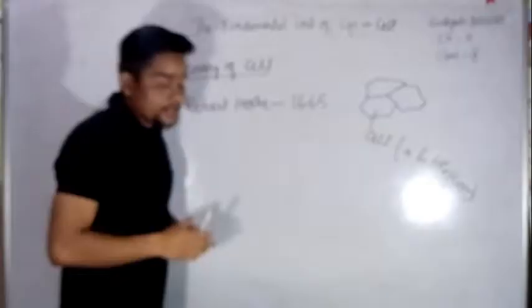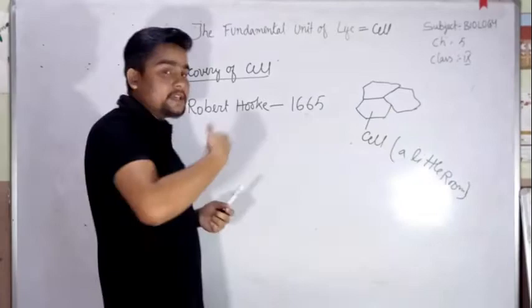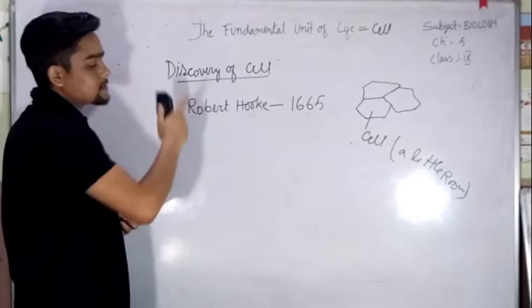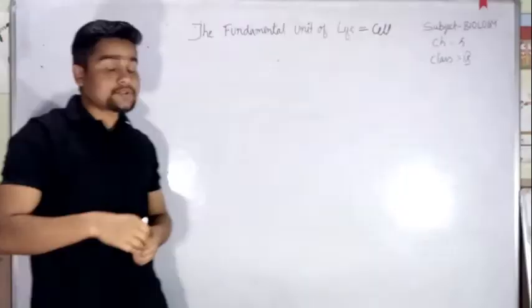Okay, and you know, we can observe cells through experiments. Cells discovered in 1665 from the wooden cork. So we can observe cells through an experiment.